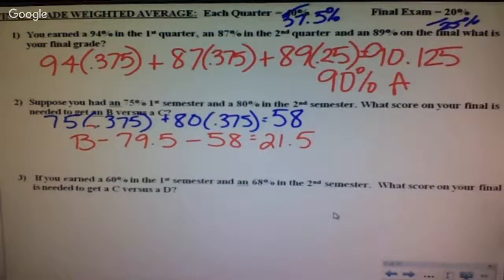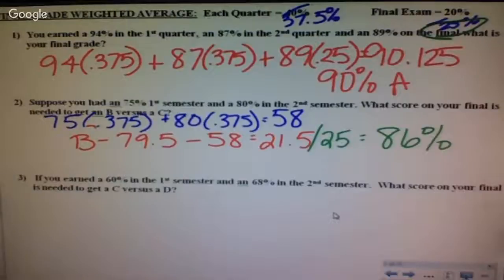We said our final exam grade is worth 25% of our grade. So divide that answer by 25. 21.5 divided by 25 is 0.86. So in order to end up with a B, you need an 86% on your final exam.